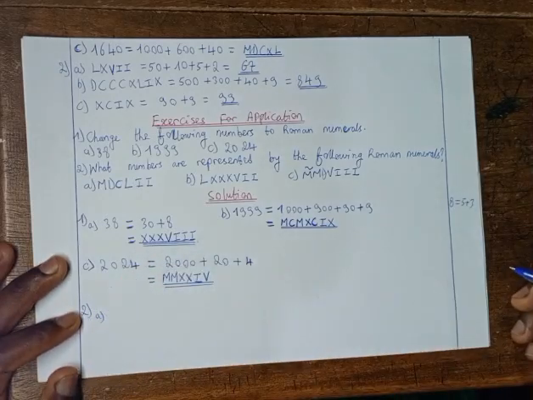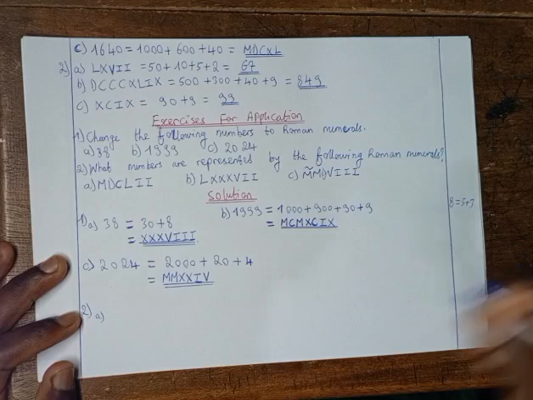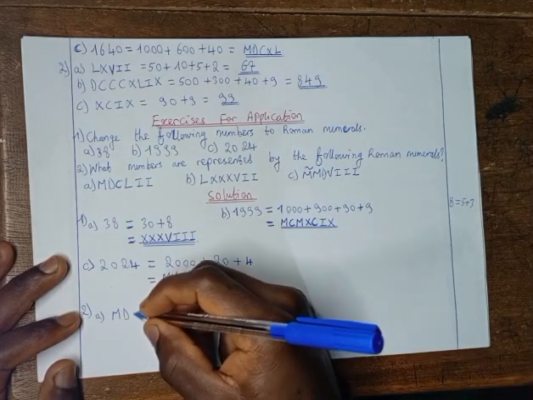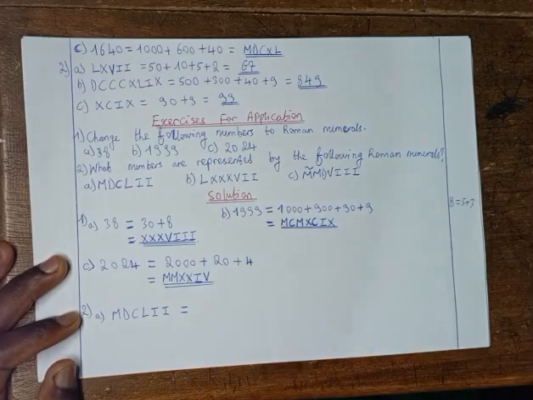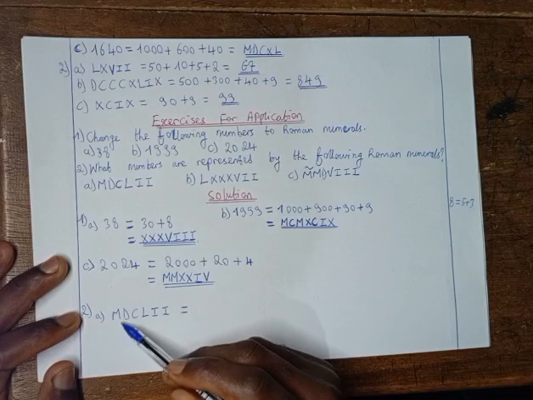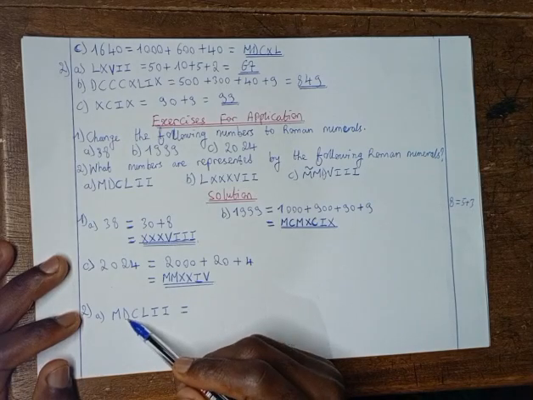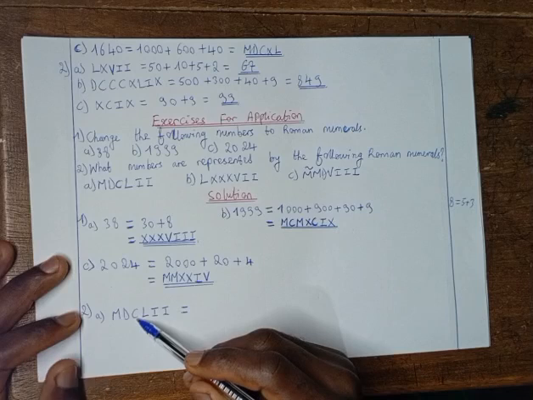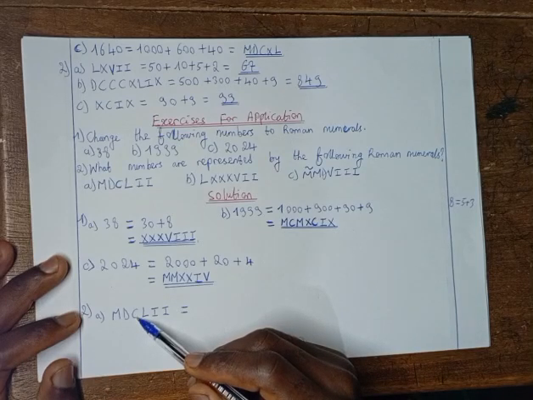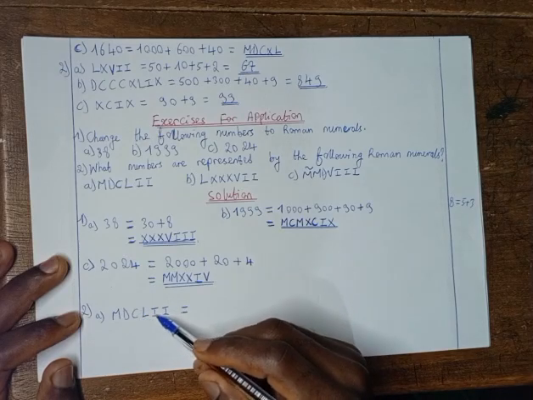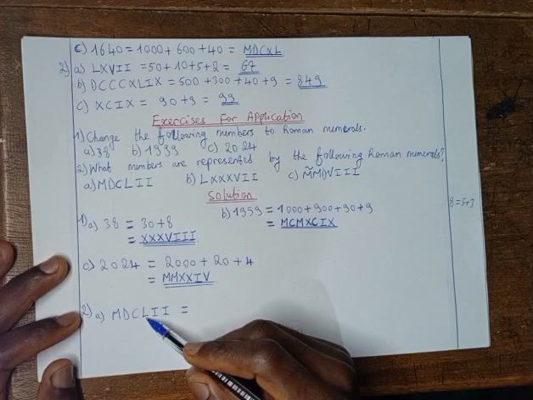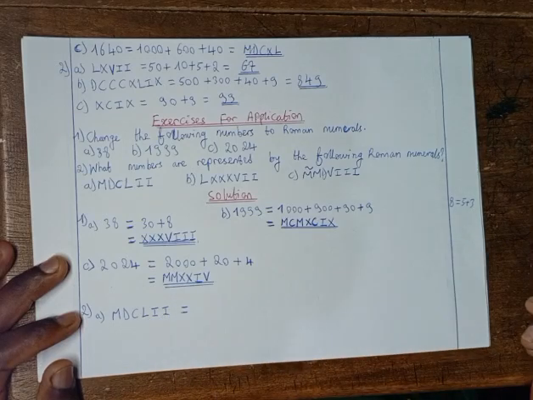Question 2 says, what numbers are represented by the following Roman numerals? The first one, we have MDCLII. First, in this case, we know M represents a big number. Next, D represents a big number. C represents a big number, but C is less than D. L represents a big number. L is less than C. I represents a number. I is less than L. So in this case, you can see that the symbols are in descending order. That means from the biggest to the smallest.